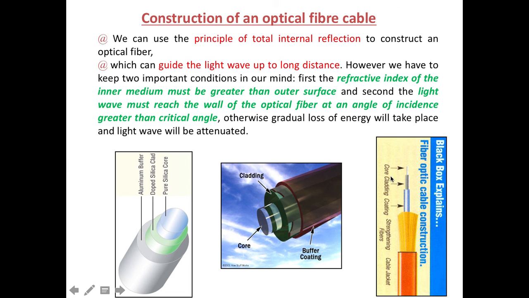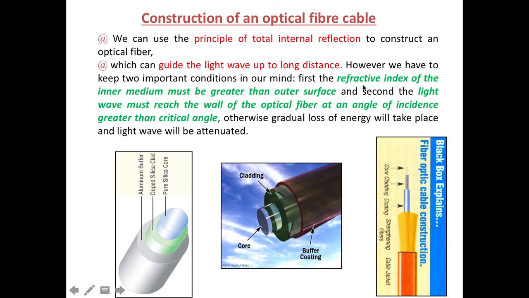So here you can see the inner one is the core, and then it's covered by the cladding, which is covered by the coating, which is covered by strengthening fibers, and then finally the cable jacket to protect mainly this core, which can guide the light wave up to a long distance. However, we have to keep two important conditions in our mind.